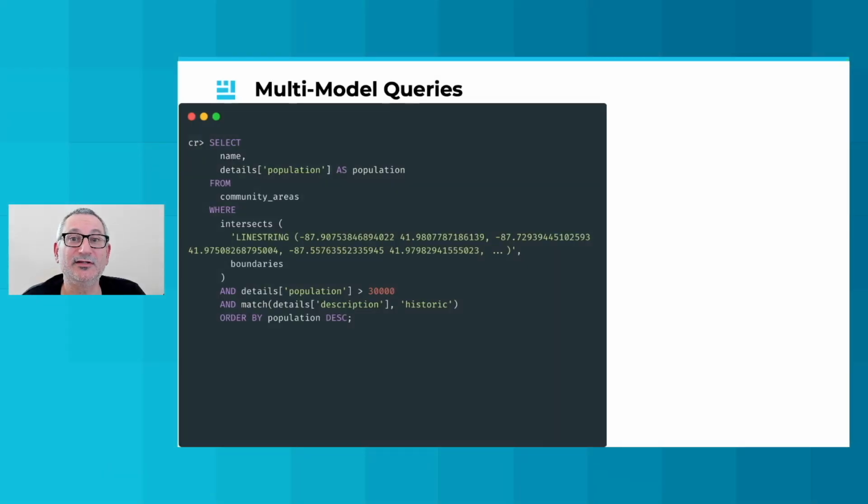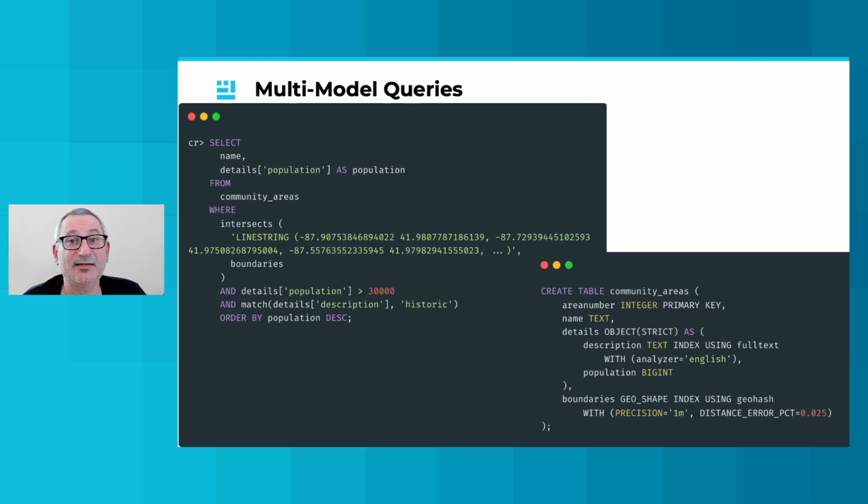All of these data models can be combined in the same record and accessed via SQL. This allows for complex queries and searches over all of your data. In this video, we'll explore some multi-model queries and introduce a couple of new concepts. Let's get started. Here's a multi-model query using the community areas dataset.